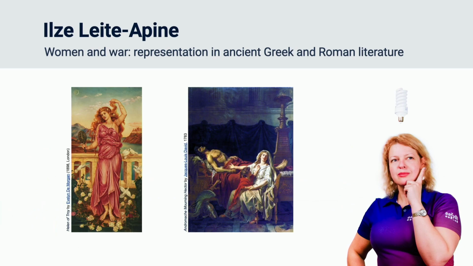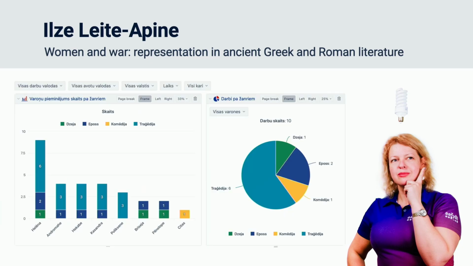Another use case is by Ilse. She's studying classic studies. I have no idea what it is, but she's very interested in this topic. And she has a master thesis about women and more representation in ancient Greek and Roman literature. And again, she uses eazyBI to define the scope of her master thesis.